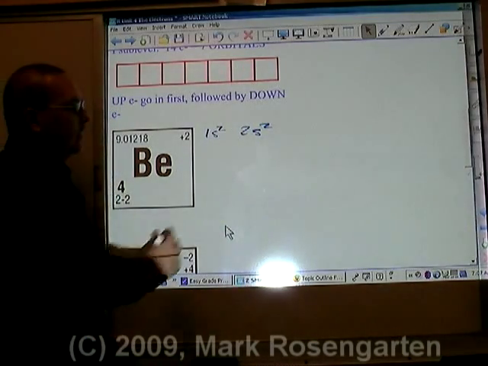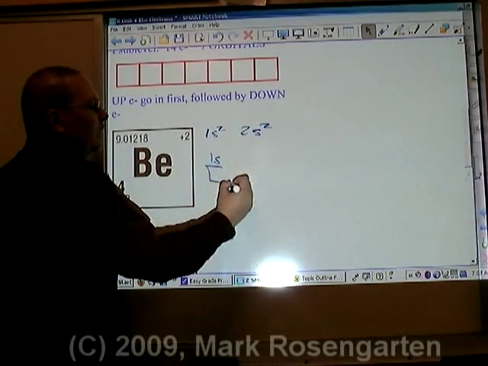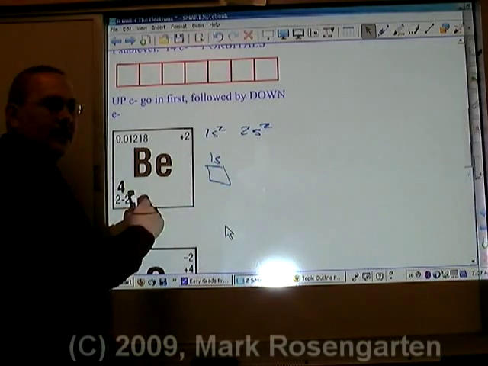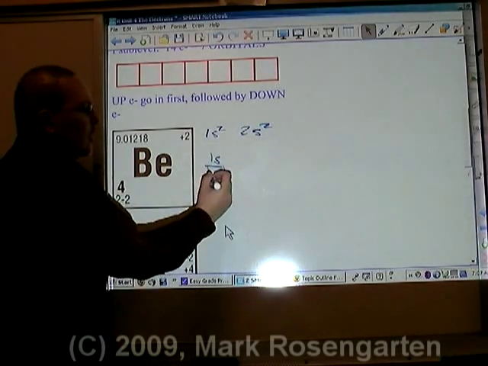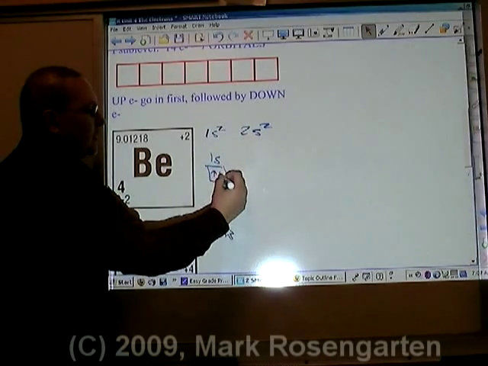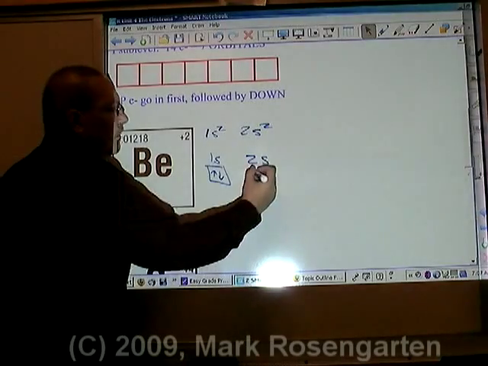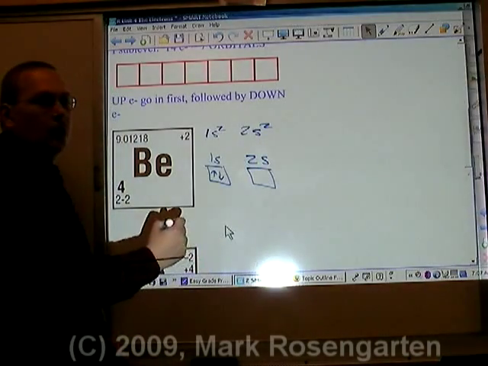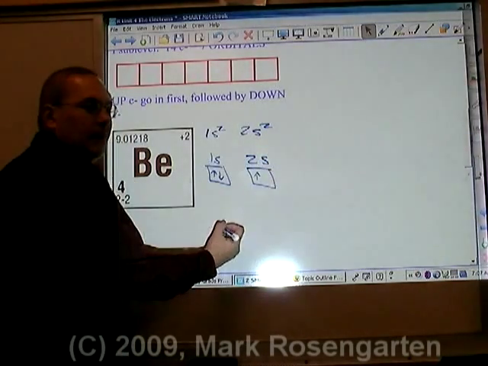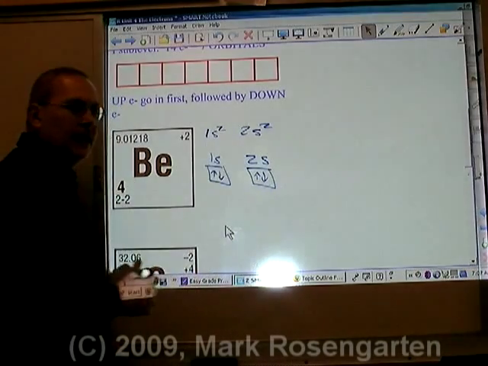Now we draw the boxes. We'll label each box with the sublevel. This is the 1s sublevel, the 2 electrons. One has up spin, the other has down spin. Second energy level, S sublevel. S sublevel has 1 orbital. 1 electron has up spin, the other electron has down spin.